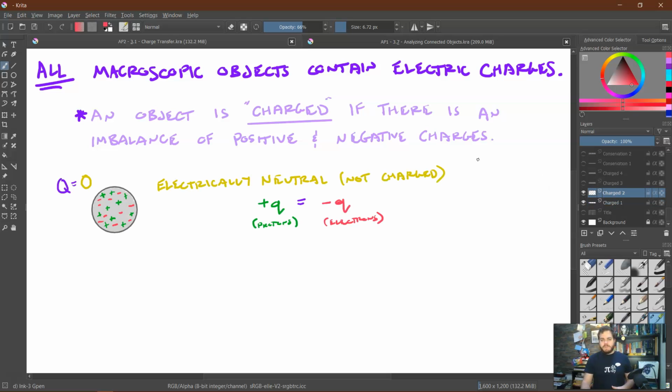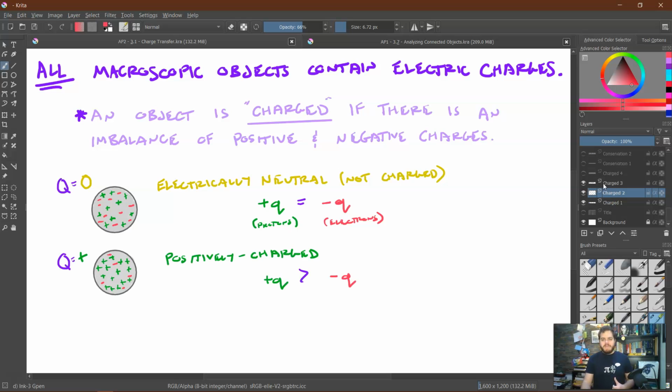We say that an object will therefore be electrically neutral, or just neutral, if it does not have this imbalance of charge. So if I have some object here, some metal sphere for instance, and the number of protons, which we'll abbreviate here with plus Q, and the number of electrons, minus Q, are balanced, well then the total electric charge on the object would be 0. We would say it is not charged.